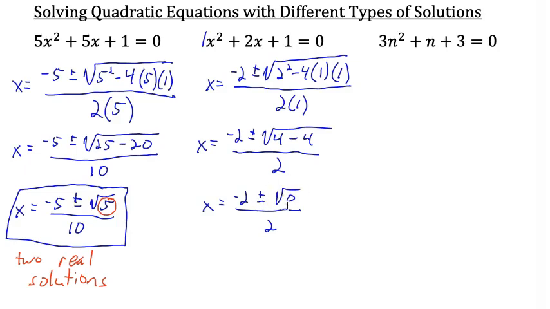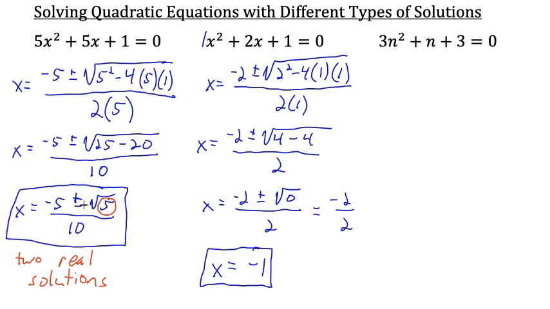So that just kind of goes away, leaving us with negative 2 over 2. We can think of this fraction like a division problem now. And we see that x equals negative 1, because negative 2 divided by 2 equals negative 1. So notice here, instead of having 2 real solutions, we have 1.